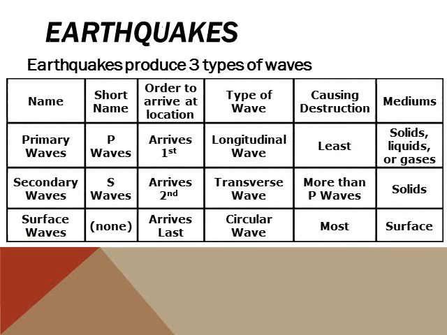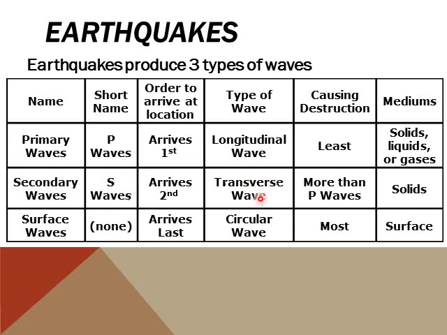So earthquakes basically produce three types of waves. You got your primary wave, your secondary wave, and your surface wave. The primary waves, which we call P waves, are the fastest. So they arrive first, and they're the least destructive. They're a longitudinal wave, which means they can basically go through any type of material. As long as there's a medium there, whether a solid, liquid, or gas, P waves can go through it. But they're pretty fast, so they don't cause much destruction.